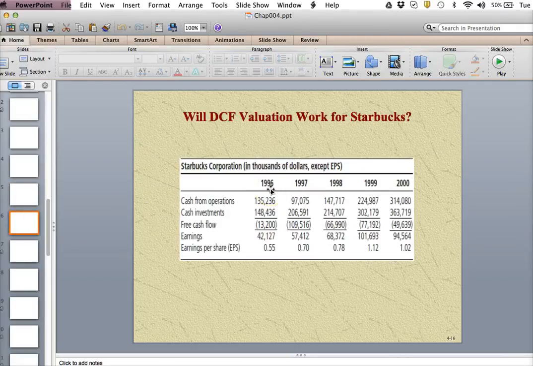And looking at Starbucks, we have a similar situation here. A lot of cash from operations from 96 to 2000 and negative free cash flow altogether. And then earnings are growing, earnings per share are growing. So this is a company during its investment phase. Clearly, it doesn't really work to have a DCF because of the investment part.